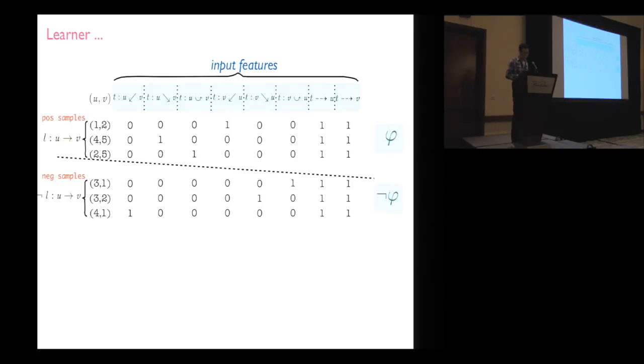If we successfully infer such a classifier predicate psi, we also obtain a candidate hypothesis specification. The classifier predicate psi is logically equivalent to the output feature.